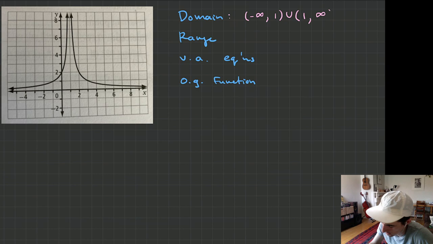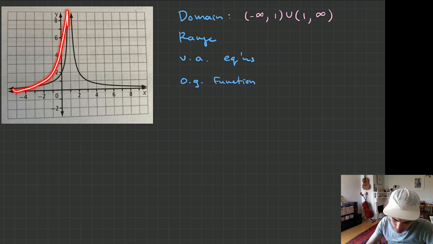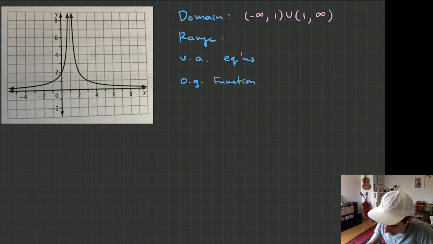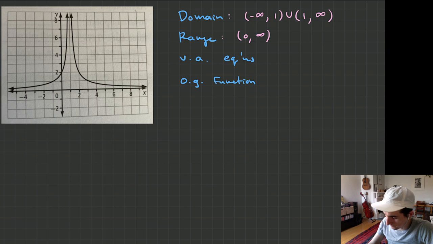The range, well, the range is all the y values that we have. We don't have any negative y values. This entire function is above zero, okay? So the range starts at zero and goes to positive infinity. Equations of the vertical asymptote, well, this is where x is equal to one. So this is x equals one.